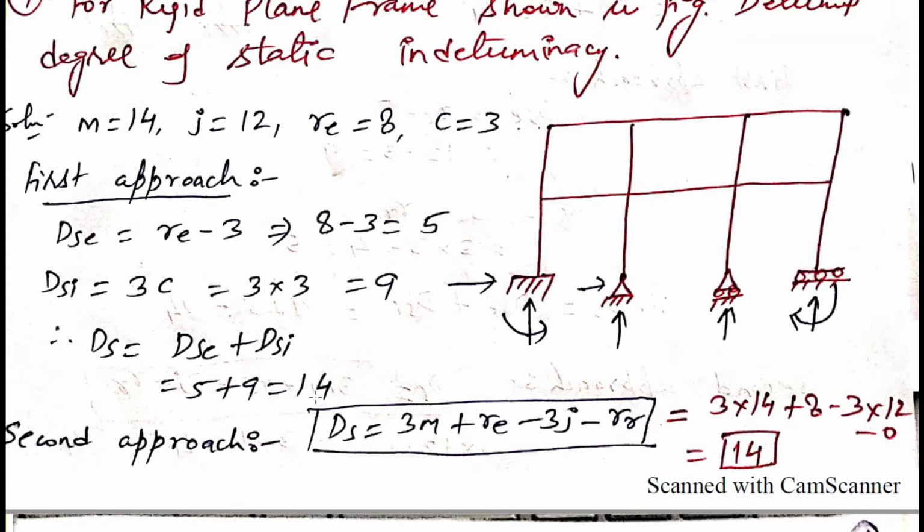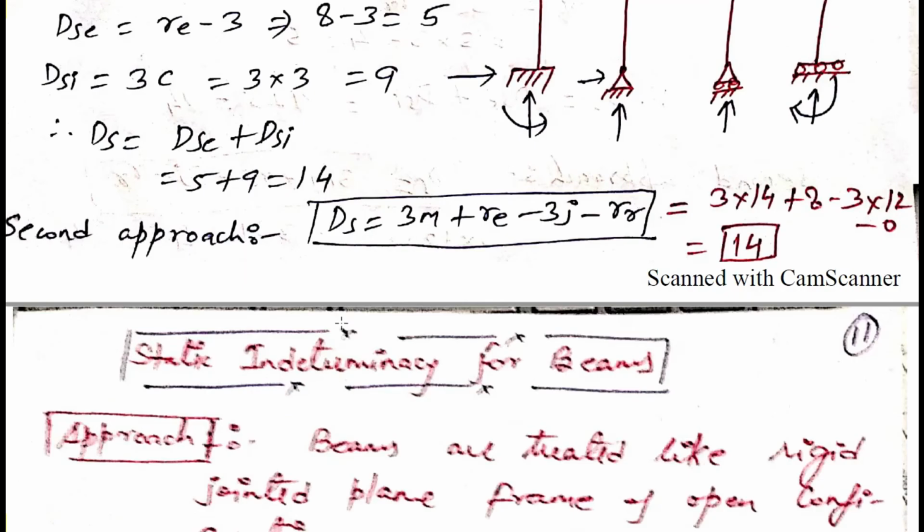And we can cross verify the result by the formula, with the overall static indeterminacy as 3m plus RE minus 3j minus RR. So RR value is 0 here, and by putting all these values, we are having 14 as the answer. Okay, so DS is equal to 14 here. Okay, so move on to the next question.